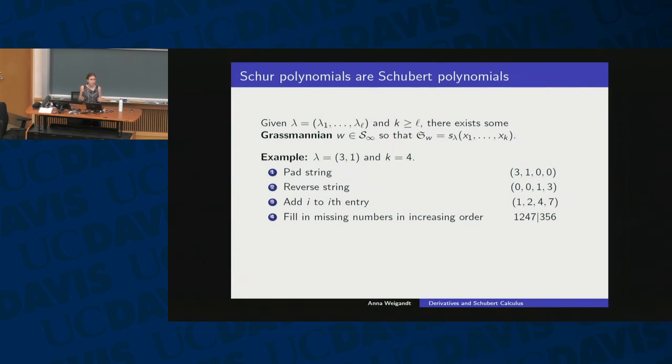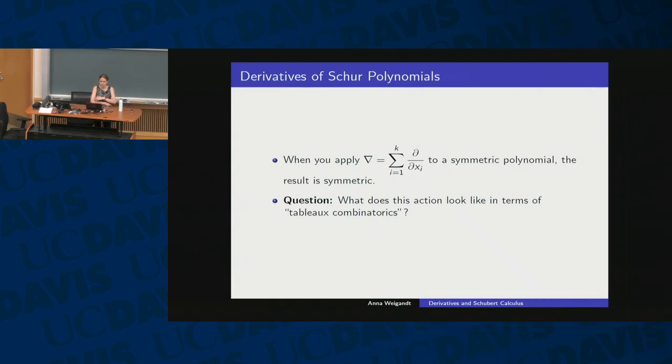Schur polynomials are just Schubert polynomials. And in fact, whenever you have a Grassmannian Schubert polynomial, it is a Schur polynomial. So this is an if and only if statement. Okay, so what does this operator do if we're thinking just in terms of Schur polynomials and we want to think in terms of tableau combinatorics? When you apply this to a symmetric polynomial, because this is a nice symmetric operator, it stays symmetric. And so what does this look like in terms of tableaux?